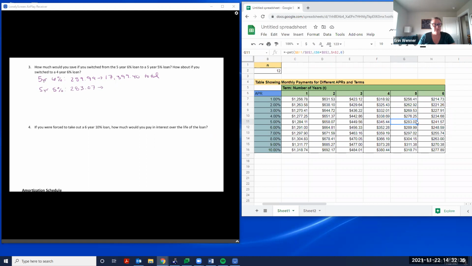We're still doing 5 years. So we're still multiplying by 12 and multiplying by 5. Gives us a total of $16,984.20. So to find our savings, all we need to do is subtract those two amounts, right? That's the amount we're going to save by switching.